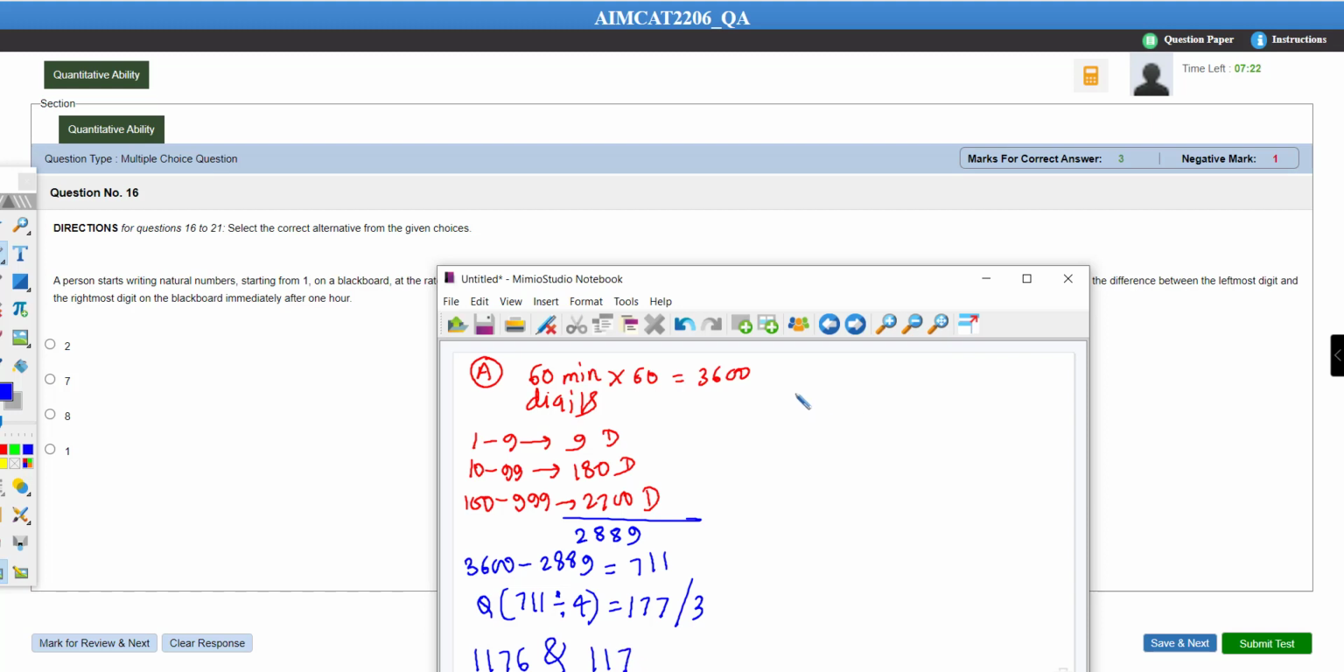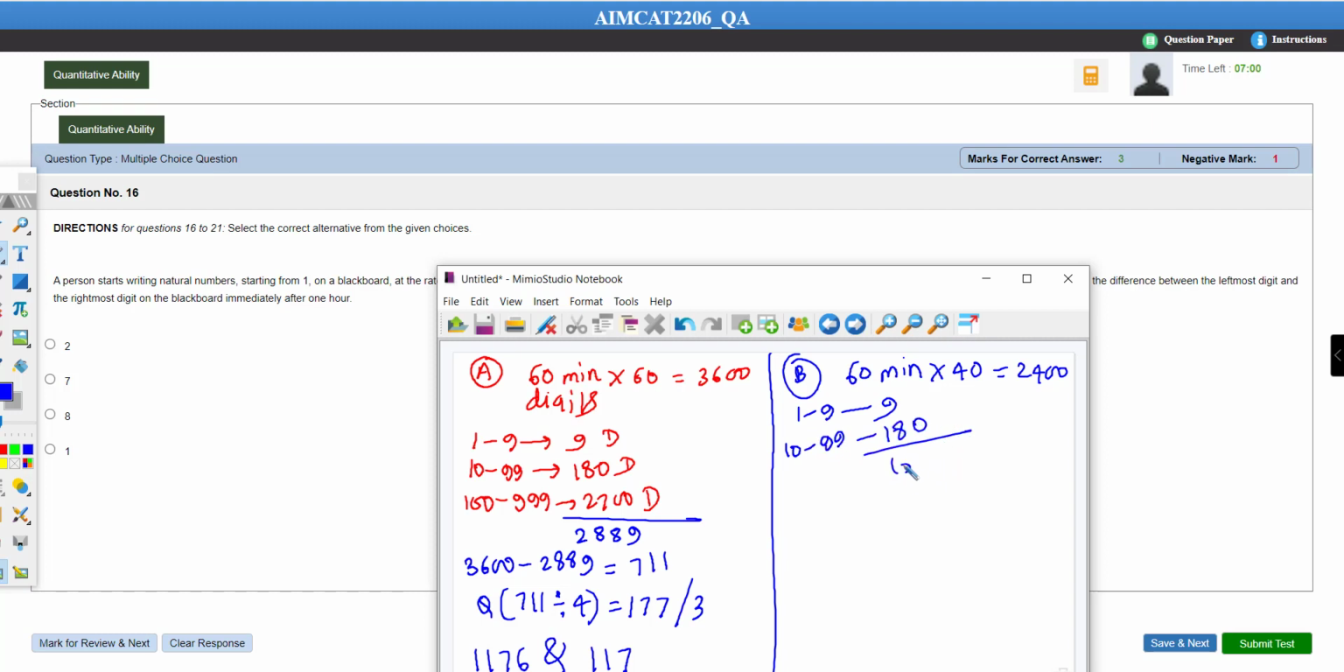Now the second person, B, is going to erase in 60 minutes. How many digits can he erase? 60 minutes, every minute 40, that is equal to a total of 2400 digits he can erase. So 1 to 9 is 9, then 10 to 99 is 180. Total 189. How many are left? 2400 minus 189. This subtraction is 2211. After that, whatever will come is a 3-digit number.